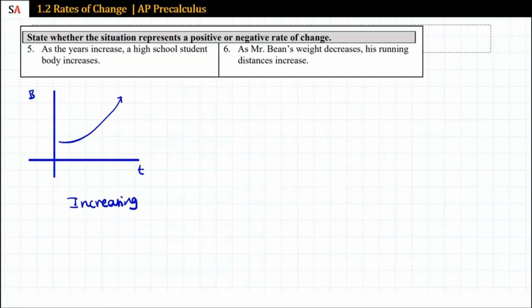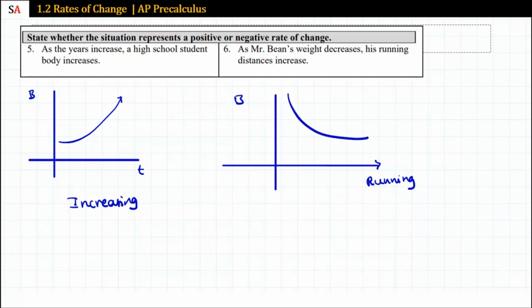As Mr. Bean's weight decreases, his running distance increases. Okay, let's see what happened here. He is running. If the running increases, let's say Mr. Bean's body weight. What happens if running increases? He burns more calories, right? It means the body weight is decreasing. It is a decreasing function.